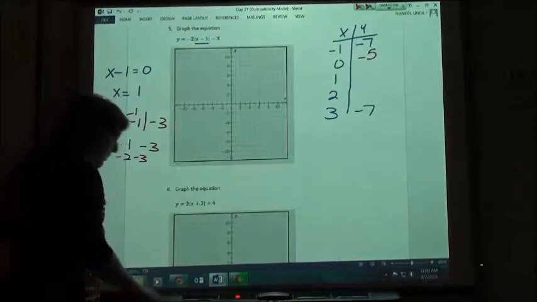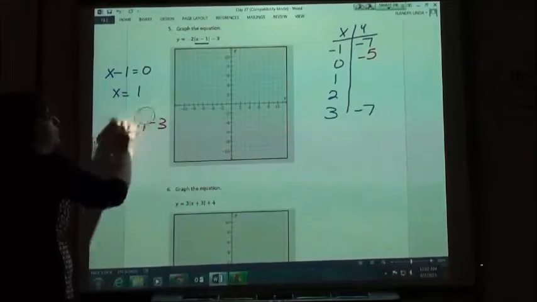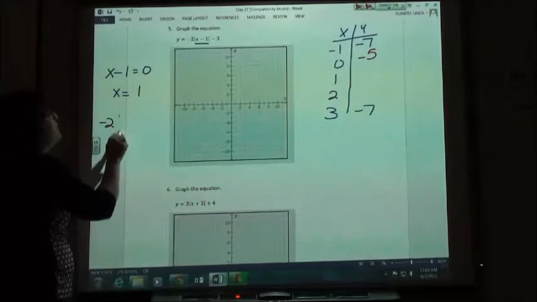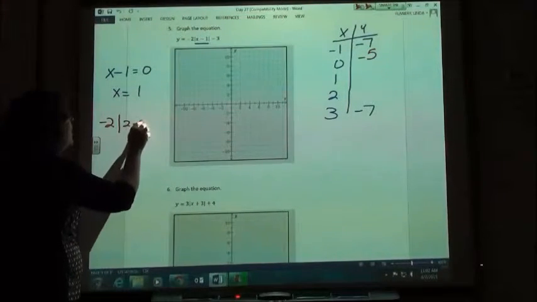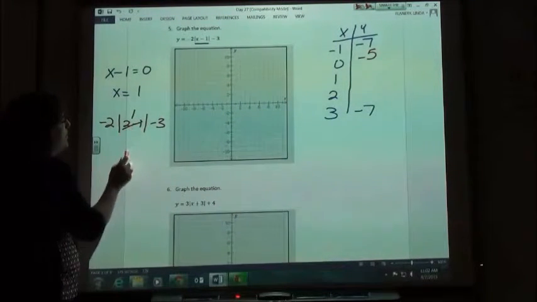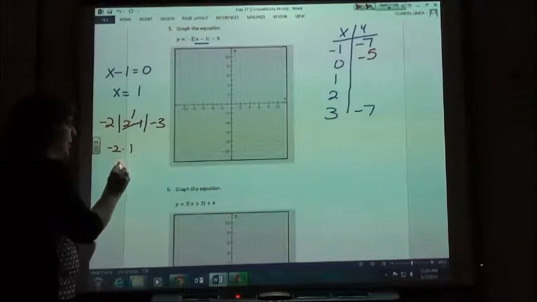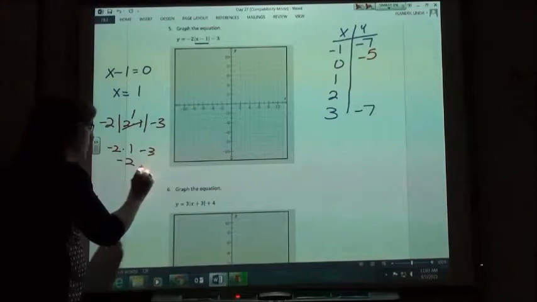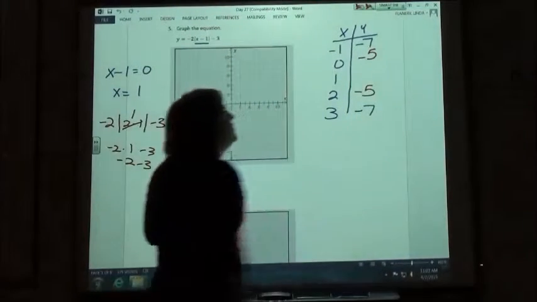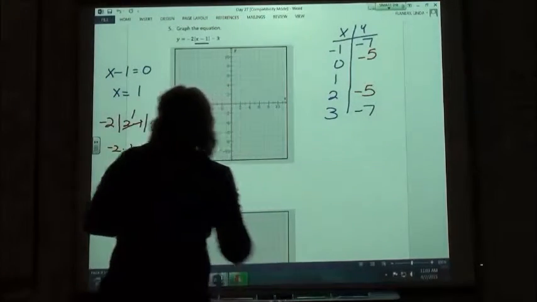Just for fun, I'm going to skip down and do the 2 to see if I get the same answer, which I should. So, negative 2 times the absolute value of 2 minus 1, minus 3. 2 minus 1 is 1. Absolute value of 1 stays 1. Negative 2 times 1 is negative 2. Minus that 3 on the end, sure enough, gives me that same answer of negative 5. The other one should be in the middle.